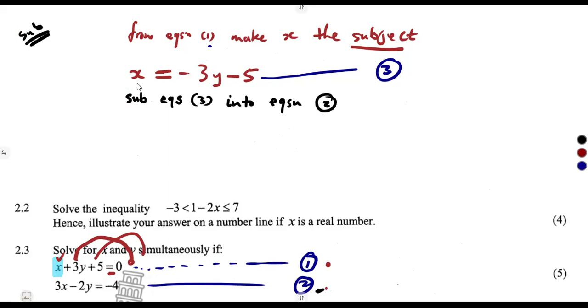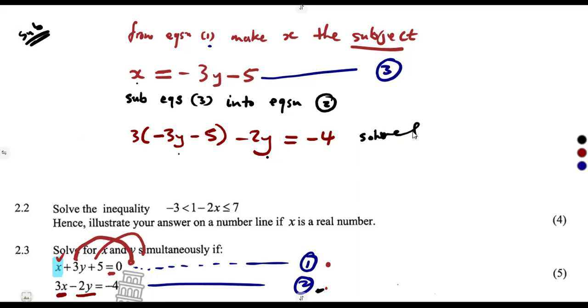So in place of x of our equation 2, we're going to put what? This part in place of x. So that's 3x here. So it's going to be 3 into our x. Our x is what? Minus 3y minus 5, like this. Minus 2y. Minus 2y is equal to minus 4. You're done. As long as you substitute it back like that, you'll be left with the one variable, which is, in this case, y. So it means we can solve for y.